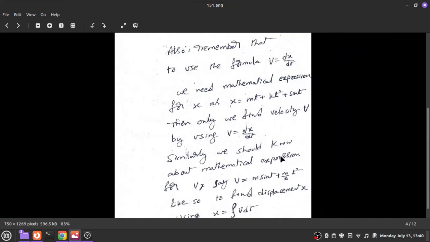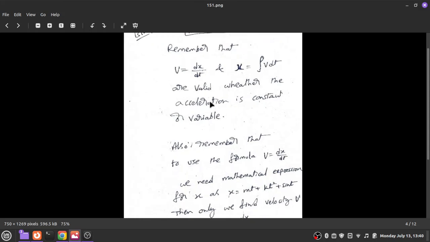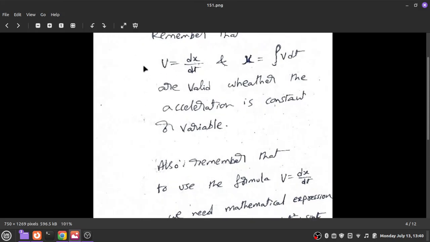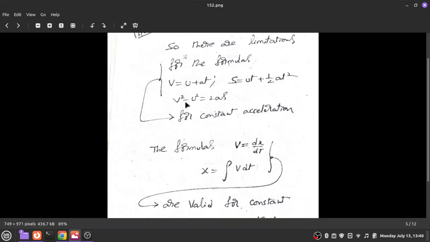So even though v = dx/dt and x = integral of v dt are valid whether the acceleration is constant or variable, the difficulty in using these formulas is that you need mathematical expressions for displacement and for velocity. And so there are limitations for the formulas v = u + at, s = ut + half at square, v square minus u square = 2as.